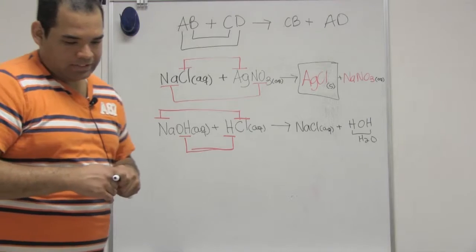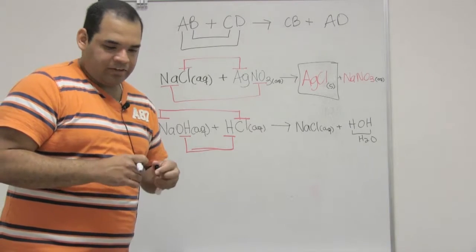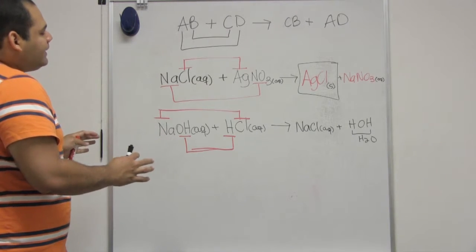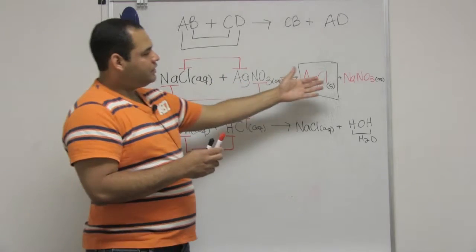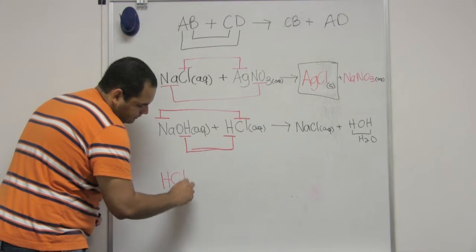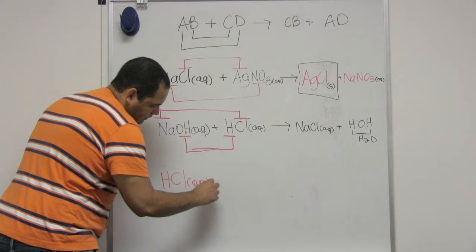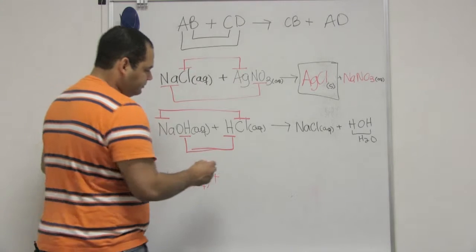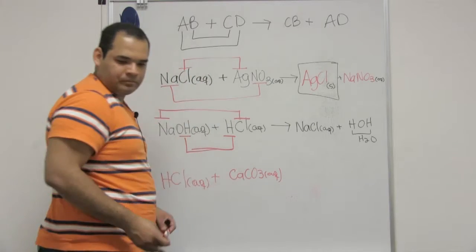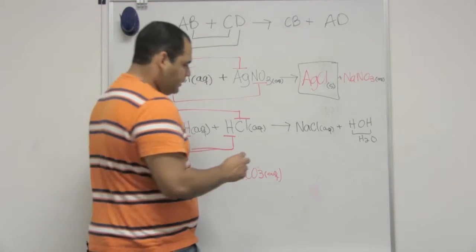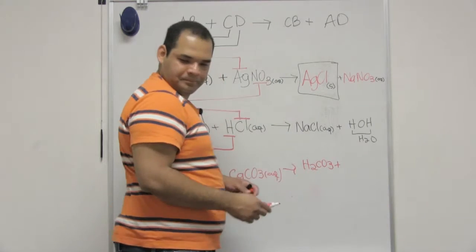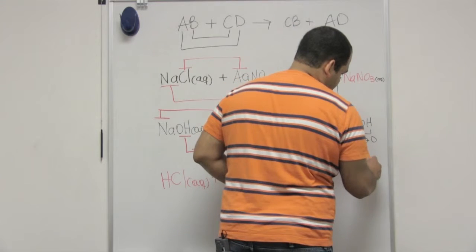Another particular case is what we call gas evolution reactions. So we have two aqueous, and instead of having solid being produced, now we have a gas being produced. So here we have an HCl plus calcium carbonate, making H2CO3 plus CaCl2.